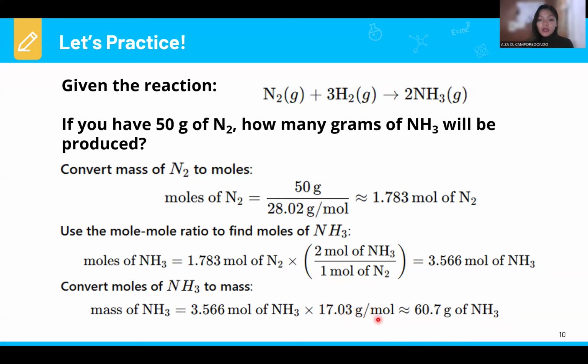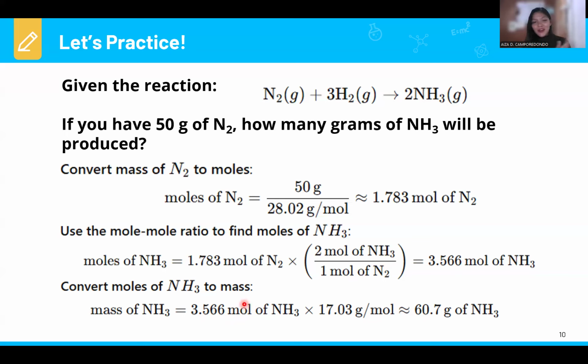And we're going to multiply that to the moles of ammonia right here. 3.566 moles of ammonia multiplied by the molar mass of ammonia, 17.03 grams per mole, leaves us with the mass of ammonia, 60.7 grams of ammonia, because the moles right here can be crossed out.